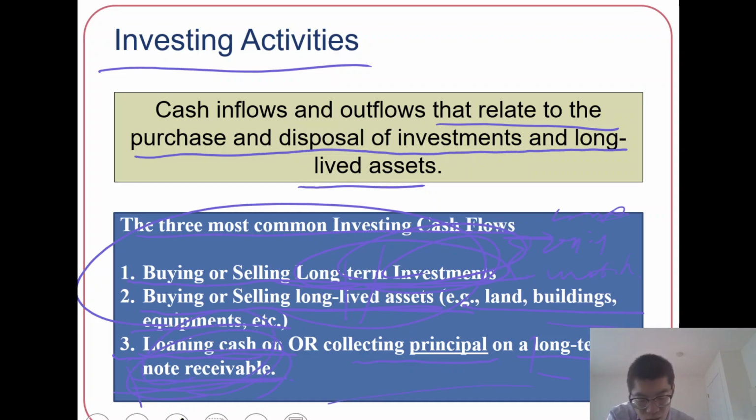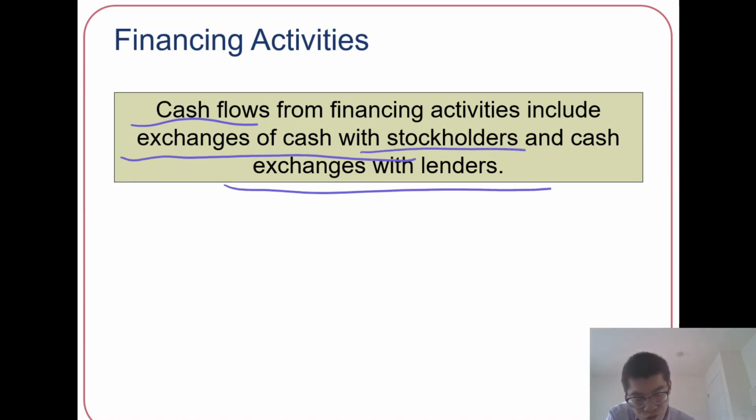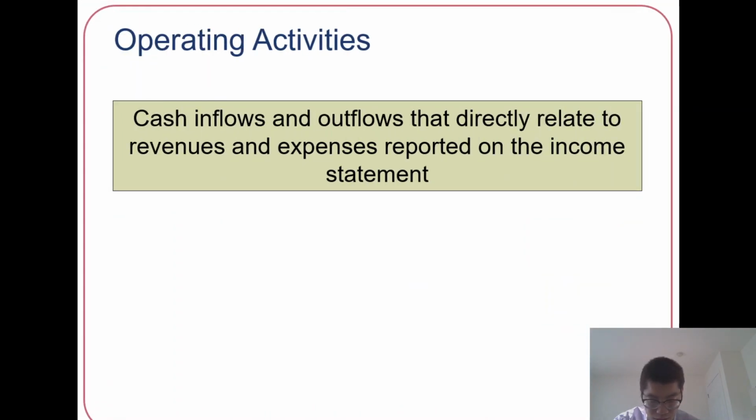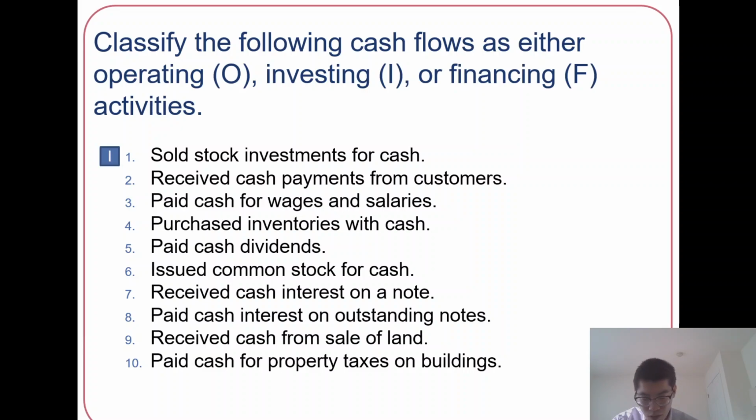Okay, and financing activities, cash flows from financing activities include exchanging cash with stockholders and exchanging cash with lenders. Okay, so you are borrowing money or you are issuing stock for investors' contributions. Okay, and then paying dividends here, of course, that is financing activities. All right, so this is an example.